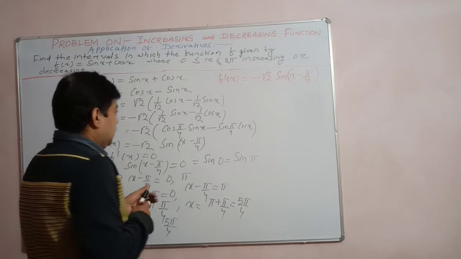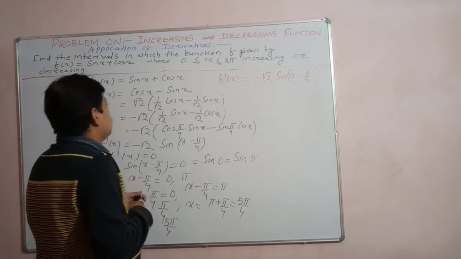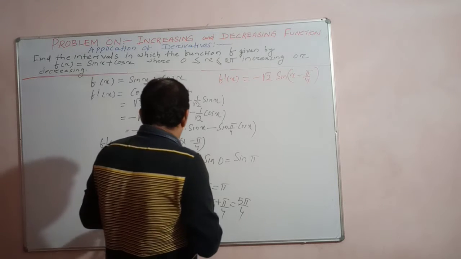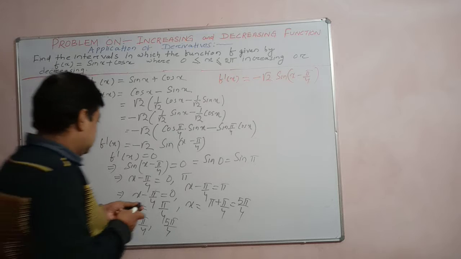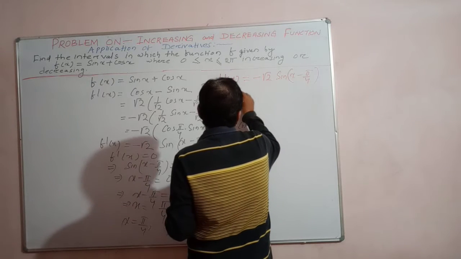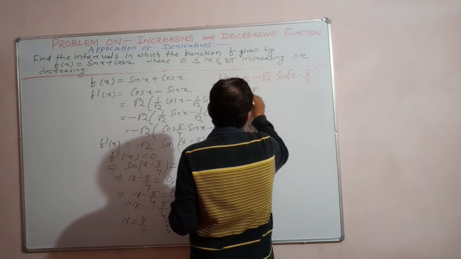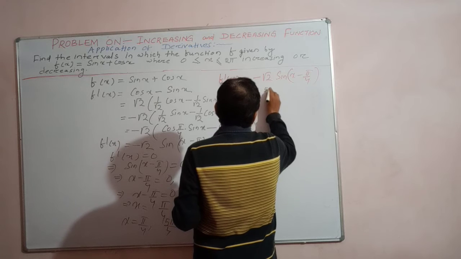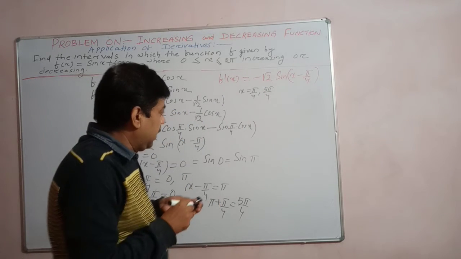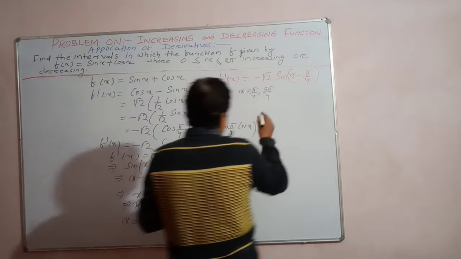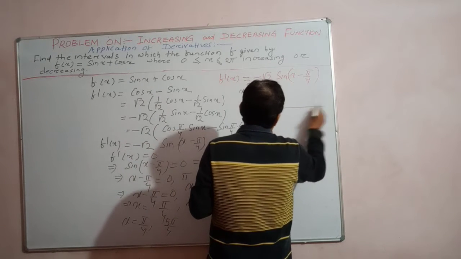The points x is equal to pi by 4 and x is equal to 5 pi by 4 divide the closed interval 0 to 2 pi into 3 disjoint intervals. Let us see. We got x is equal to pi upon 4, another is 5 pi upon 4. So these divide the real number line domain.